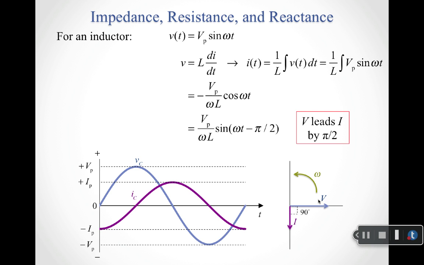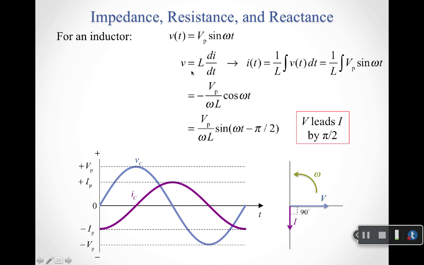And again, that makes some sense to us because we said an inductor is going to generate a back EMF, right? A large voltage that is trying to prevent the current from changing. So you'll have an EMF before your current is able to begin to change. So it makes sense that the voltage leads the current here. And again, it happens to lead by exactly 90 degrees.